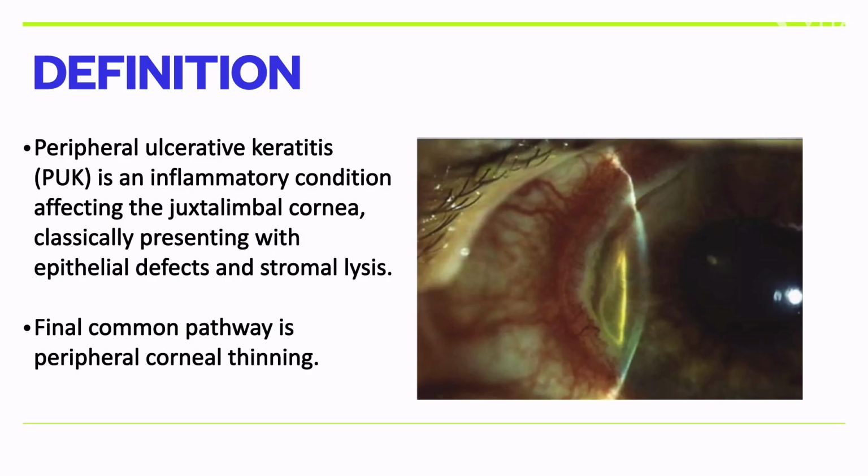To begin with, peripheral ulcerative keratitis is an immune-mediated inflammatory destruction of peripheral cornea. It specifically affects the juxtalimbal cornea and classically presents with epithelial defect and underlying stromal lysis. The key pathological event here is a stromal collagen breakdown, which will lead to corneal melting. And if untreated, it can progress to descemetocele formation or even perforation.